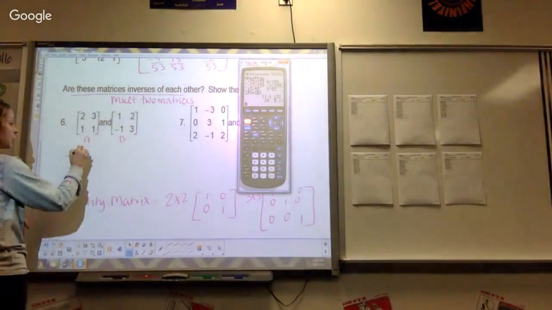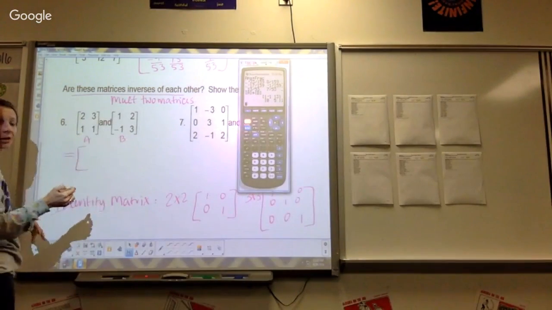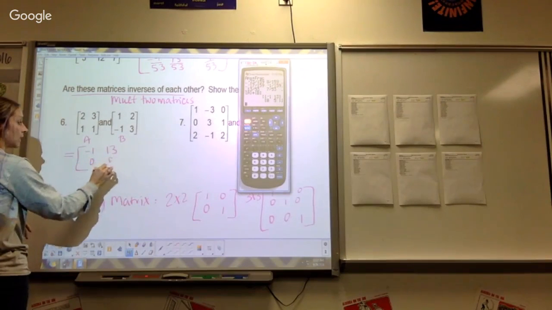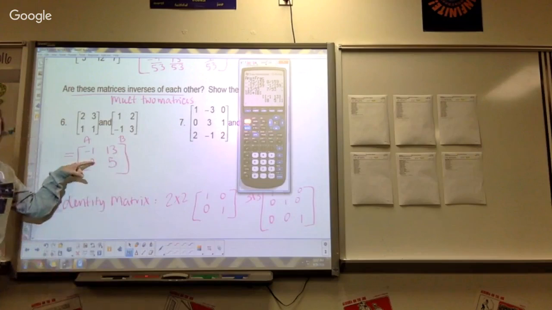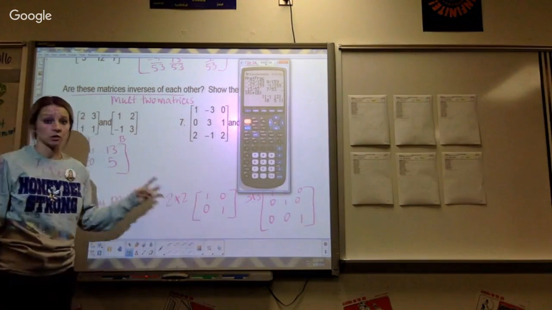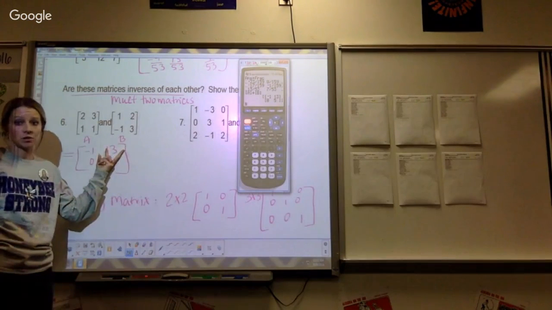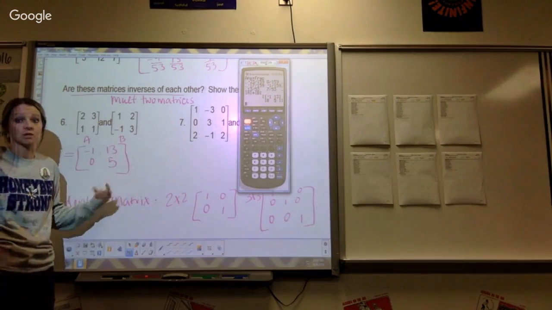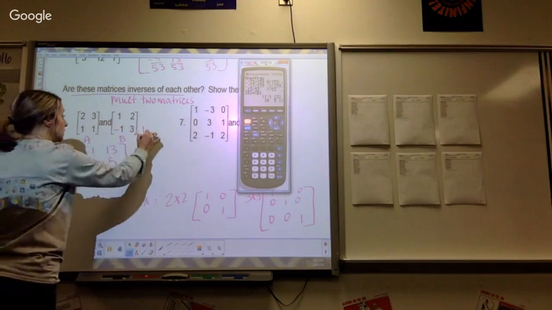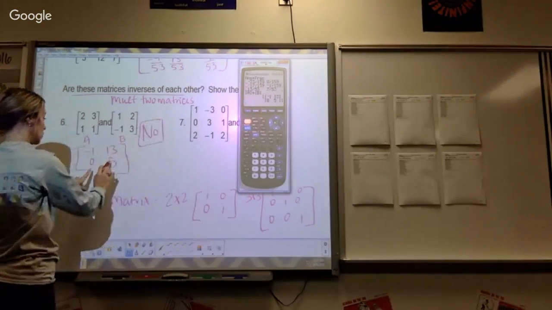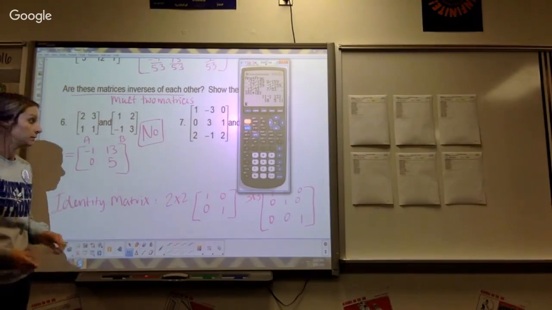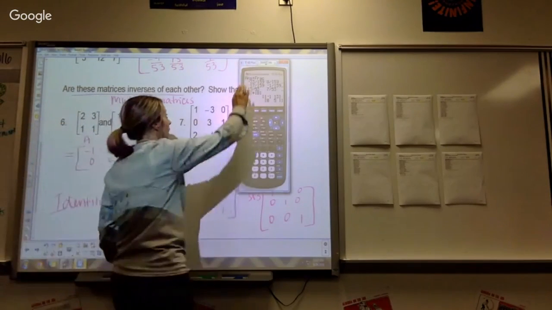It says show the answer, so make sure you're writing down the answer that you get whenever you multiply them together. So notice this matrix is not the same thing as the identity matrix, which means these are not inverses of each other because it doesn't equal the identity matrix. Okay? So just write yes or no on these, but also make sure that you write your answer that you get when you multiply them.